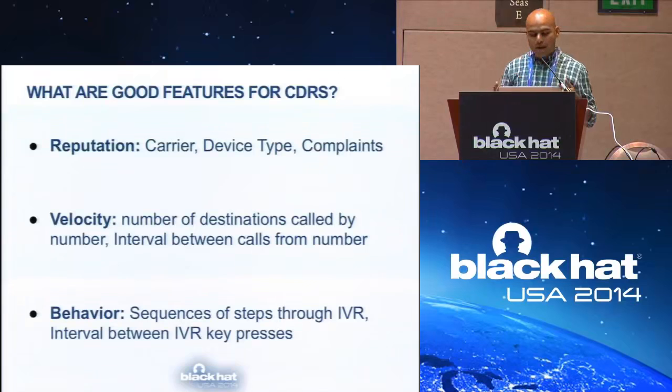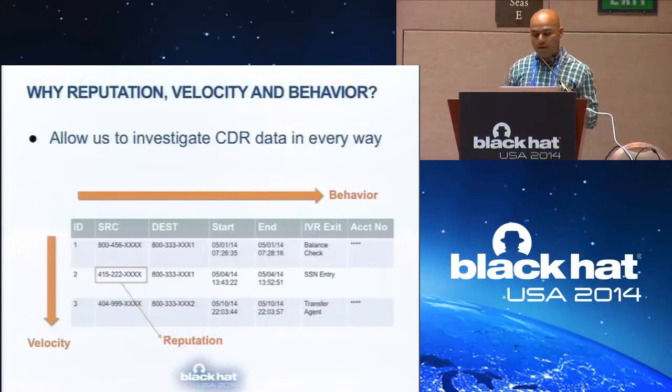So why did we decide to classify or categorize our features into these three categories: reputation, velocity, and behavior? This table will give you an intuition for that. This is the same table as I showed originally with the CDR data. You can think of reputation as looking at the single number that's highlighted in the orange box. So what do we know about the number?